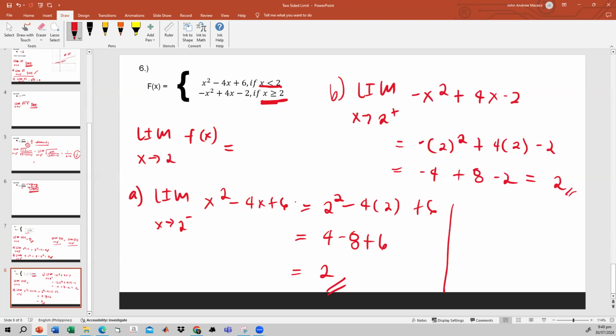As you can see here, the left side limit exists and the right side limit exists. Then we can now say that the limit of this function exists at x is equal to 2, since they are both equal to 2. Since the limit of f of x as x approaches 2 from the left is equal to the limit of f of x as x approaches 2 from the right, this is simply 2.